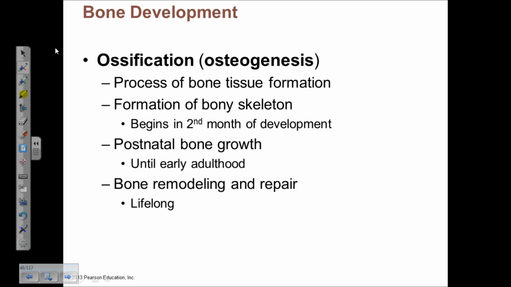So, the bony skeleton forms at about 2 months of development. You may ask, what kind of skeleton do we have under 2 months? Cartilage. It's cartilage. We have cartilage, and then cartilage is substituted by the bone.